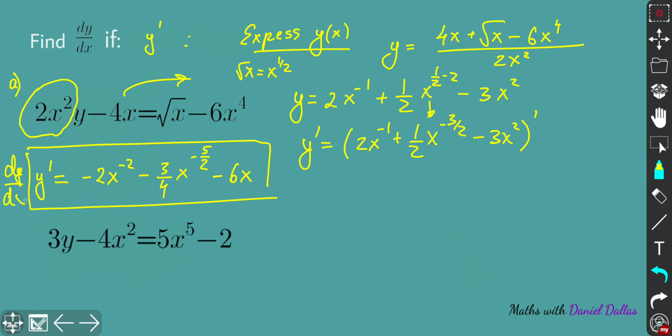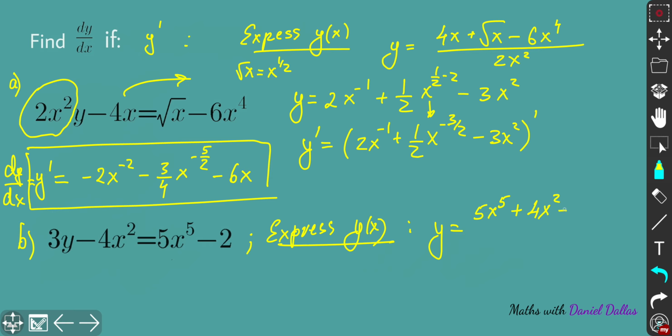Okay, so let's also do B. So in B question, you have 3y. So first, again, express y. So we do the same. So express y from x. In other words, make y the subject. So right now, y is going to be equal to 5x to the power of 5. Then I just transfer 4x squared with negative sign, so swap the sign to the positive. And finally, minus 2 and everything over 3. Okay, so everything over 3 means that each coefficient is going to be over 3.